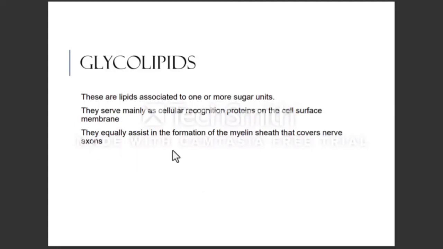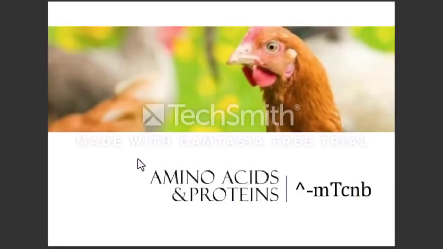That said, next class we are going to finish by looking at the amino acids and the proteins, and also by looking at the nucleic acids. So we'll now enter into the deep subject.